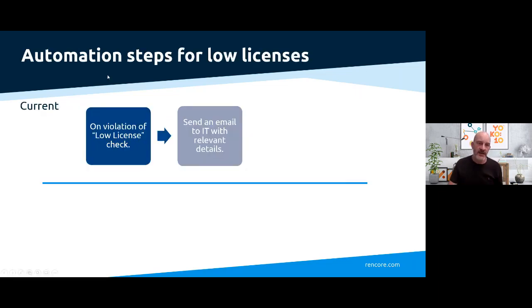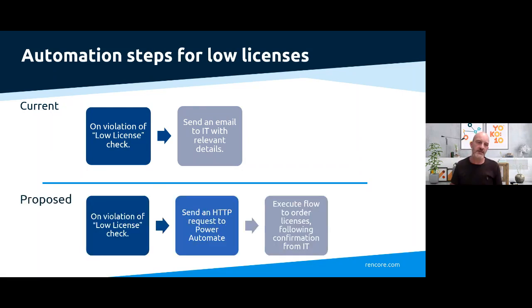So this is the very basic flow of how it is at the moment. On violation of low license check, send an email to IT. What we are looking at doing now, which is more of a proof of concept, is to extend that out and actually use the HTTP request option.